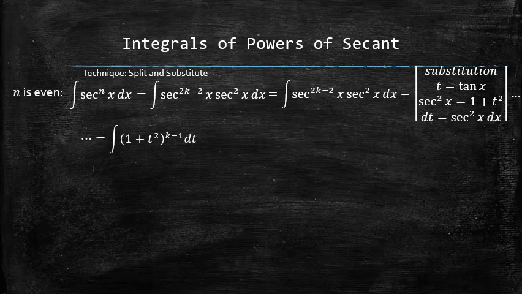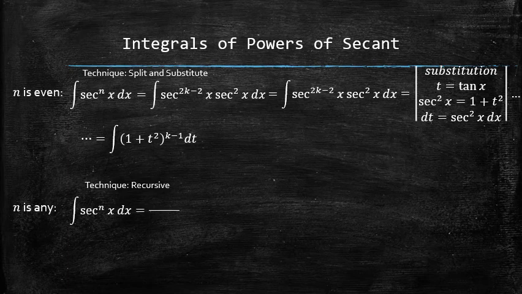We can finish this process by finding the antiderivative and plugging the original function back for t. For any other n, we can use the recursive formula for secant function.